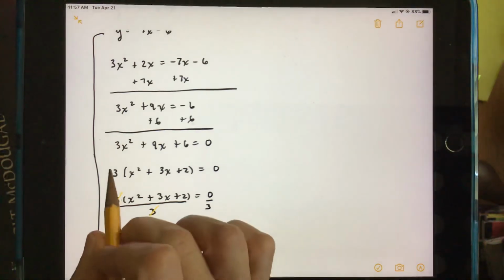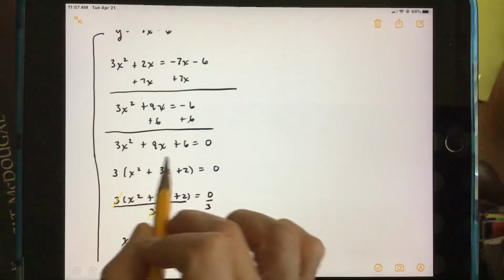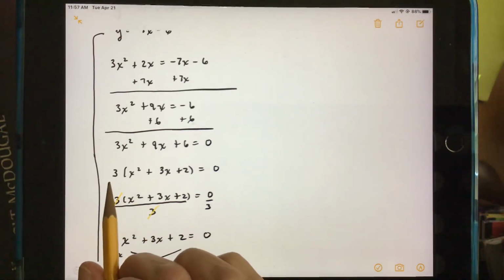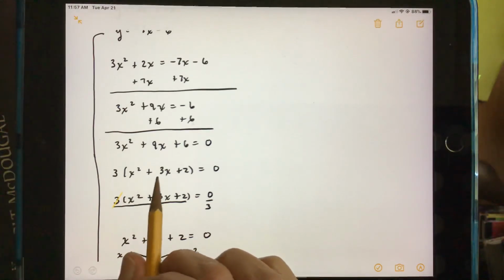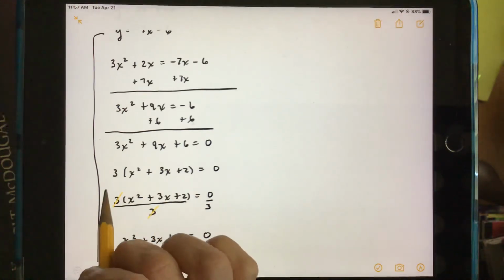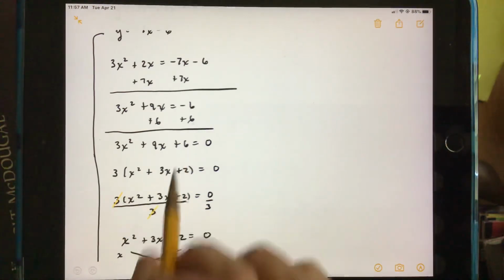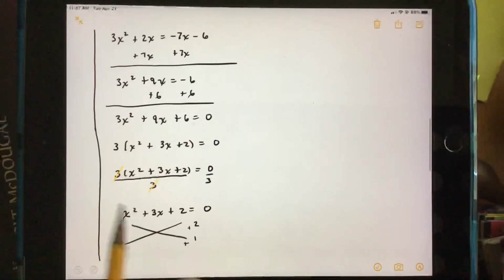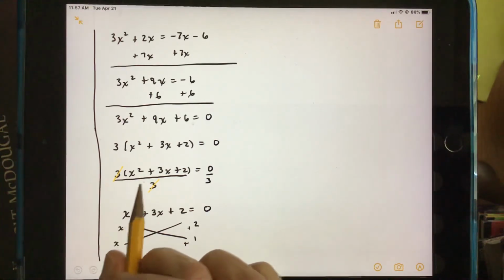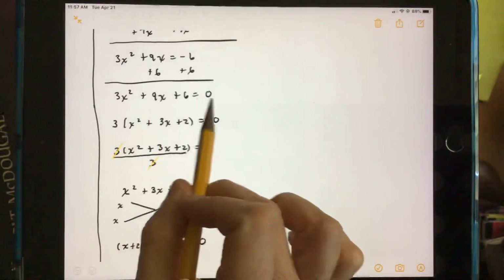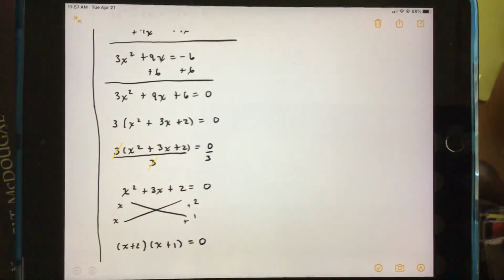I'm noticing that I can factor out a 3 from all 3 of these terms. 3, 9, and 6 are all divisible by 3, so that's my next step, factoring out 3. What remains behind is x squared plus 3x plus 2 because 3 times x squared is 3x squared, 3 times 3x is 9x, 3 times 2 is 6. Then I'm going to divide both sides by 3 to get rid of that 3. I don't need it. And I'm left with x squared plus 3x plus 2 equals 0. And this is a much easier equation to factor than if I were to try to factor this. I could have, but this way is easier.